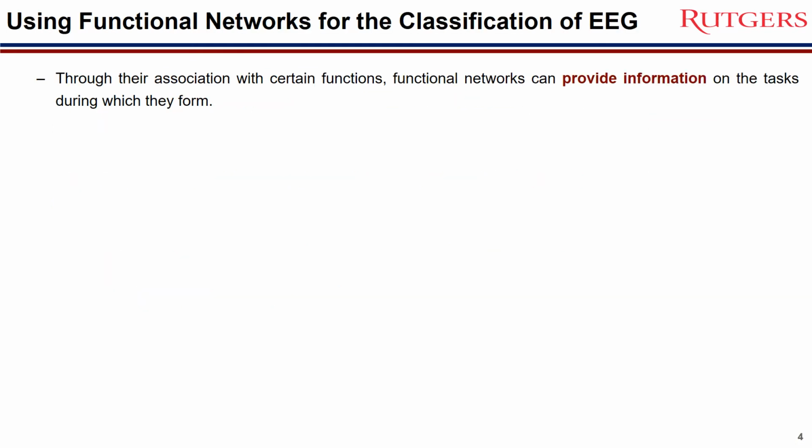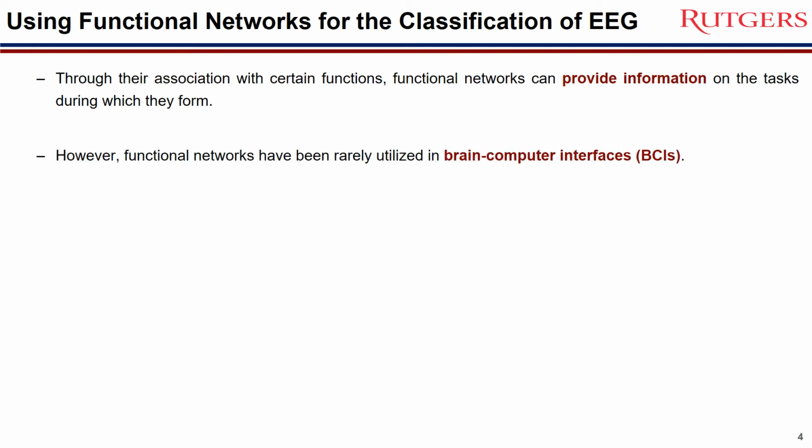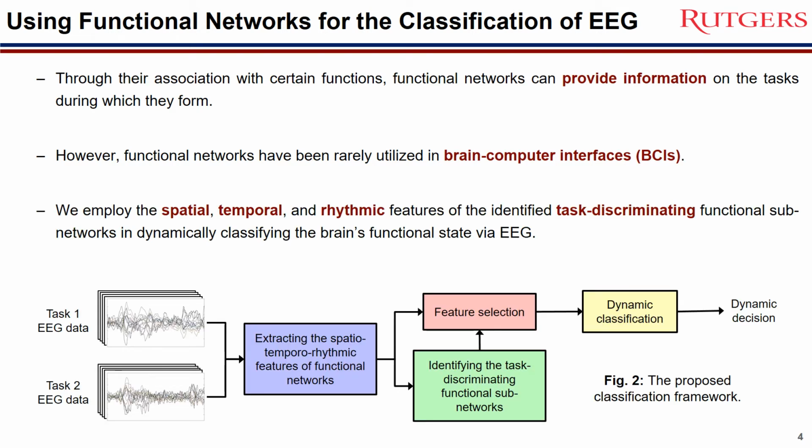Using functional networks for the classification of EEG. Through their association with certain functions, functional networks can provide information on the tasks during which they form. However, functional networks have been rarely utilized in brain-computer interfaces, or BCIs. We employ the spatial, temporal, and rhythmic features of the identified task-discriminating functional subnetworks in dynamically classifying the brain's functional state via EEG.